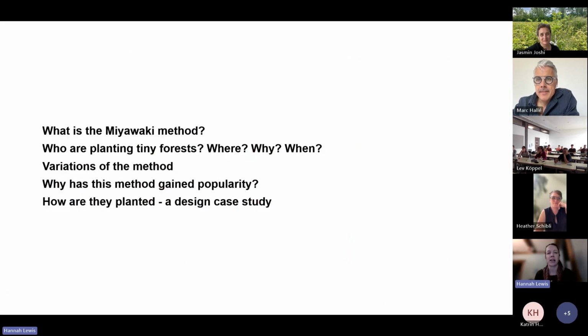So tonight we want to talk about what is the Miyawaki method for planting tiny forests, who is planting these forests, where, why, when, what are some variations of the method, why has this method gained popularity, and how are they planted, and Mark will talk about a design case study.